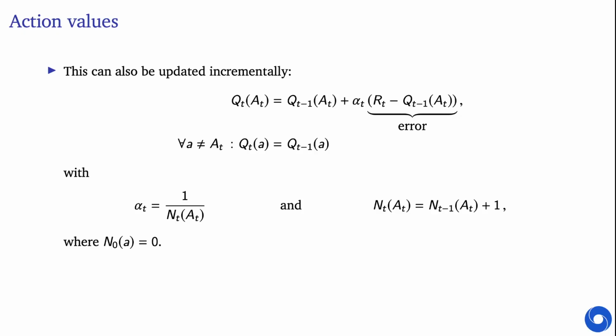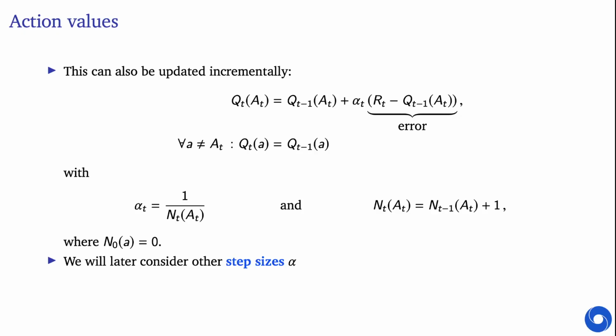And all of the other actions, we simply don't update them, because we haven't taken those actions at this time step, so we don't update the mean. And then we also increment the count for the action that we've taken, and we define the step size parameter to be 1 over the count. Then this is just a different way to write down the same average we had on the previous slide.